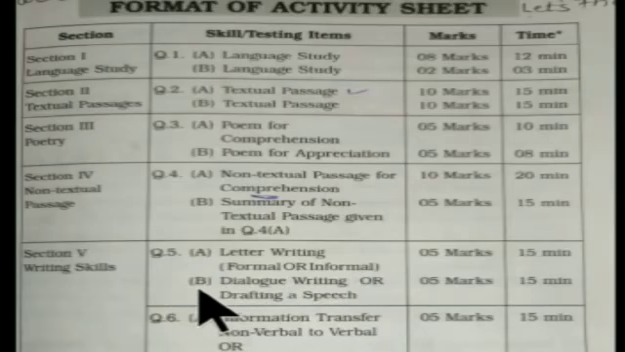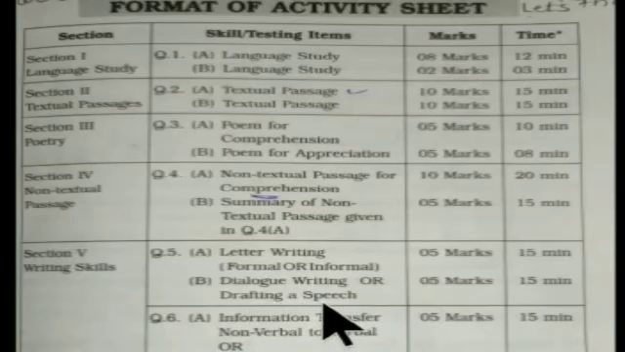Question number 5B is dialogue writing or drafting a speech. Select one from those, dialogue writing or drafting a speech. This question is also for 5 marks and you have to attempt it within 15 minutes. In dialogue writing there are 3 sub-questions. The marking system is 1, 1, 3. In drafting a speech, you have to write a speech.